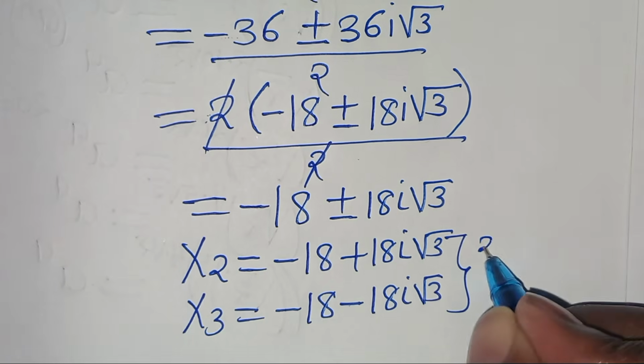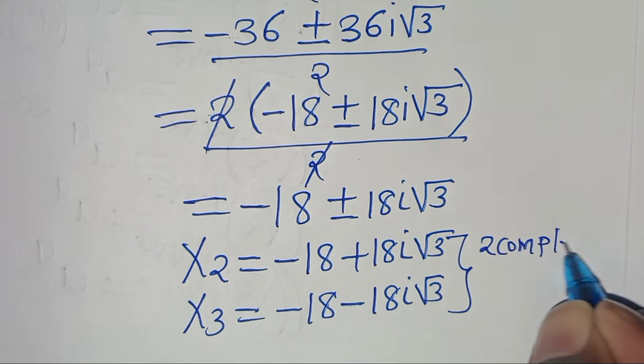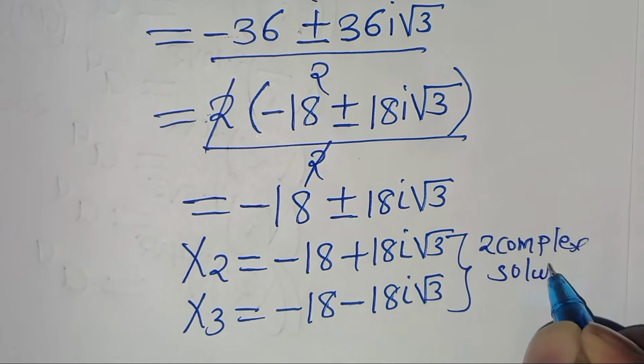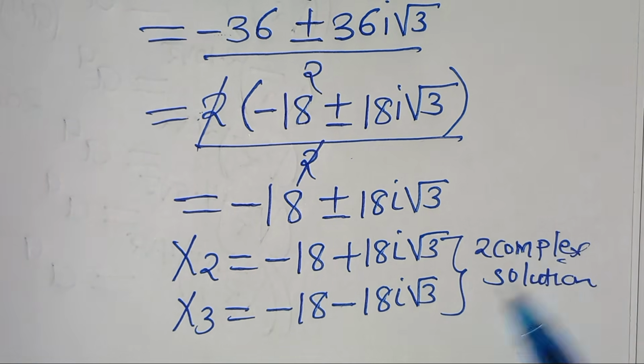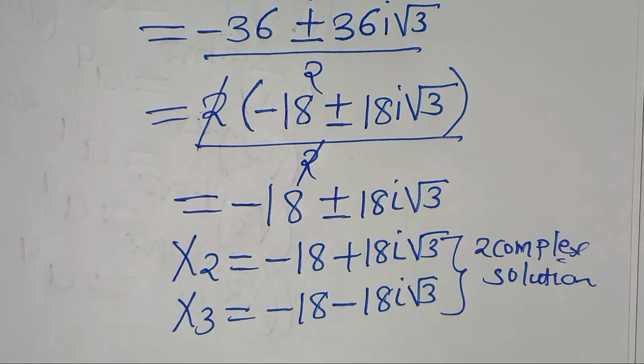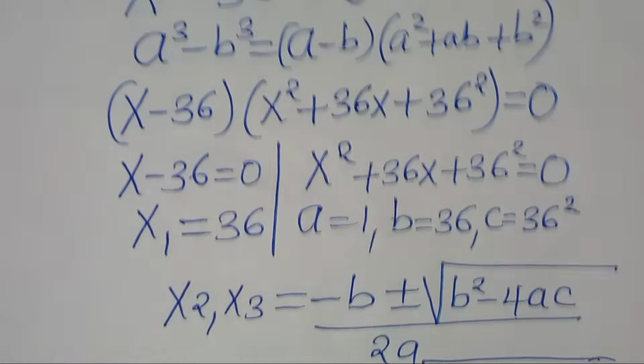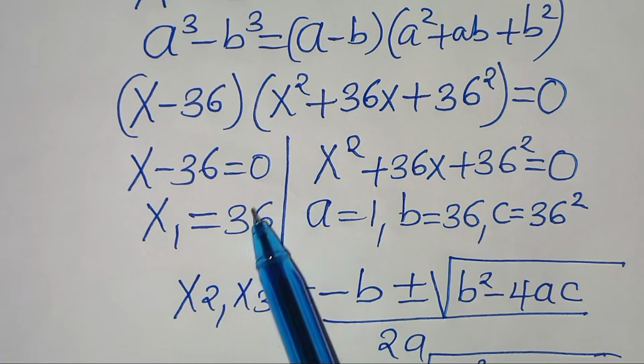Now these are two complex solutions. These are two complex solutions for this algebra problem. So we have two complex solutions and one real solution, which is x1, which is 36.